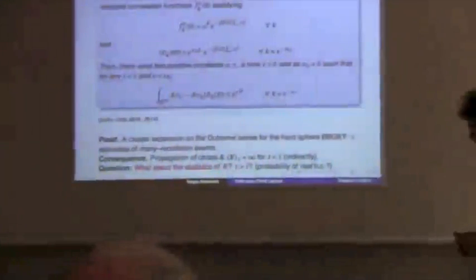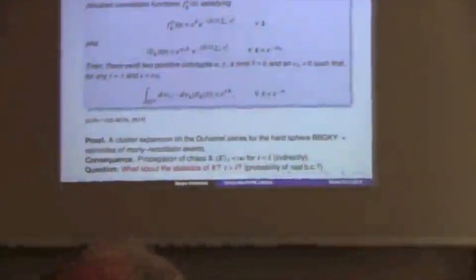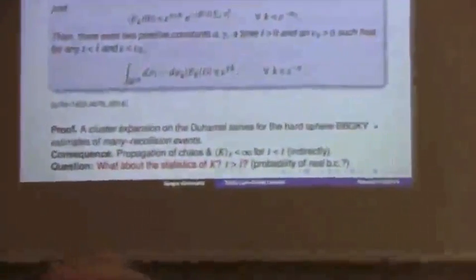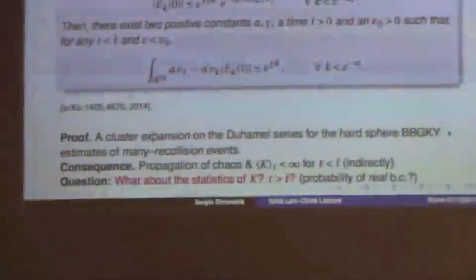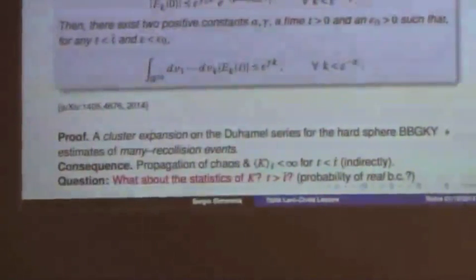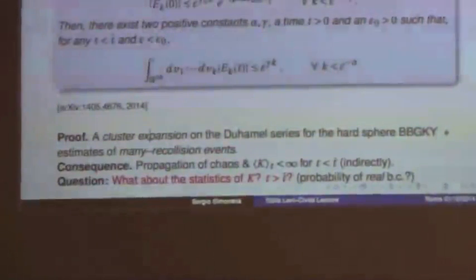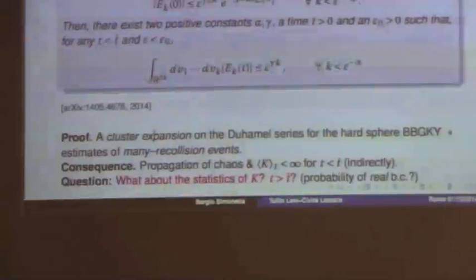And in the second part, we face the estimates of many recollision events. So recollisions, I remind, are the events creating correlation between different clusters. In the theorem of Lanford and subsequent literature, what you have to do is estimate a single recollision in the time interval 0 t. Here, what we have to do is estimating events in which you have k particles each of which undergoes one recollision.